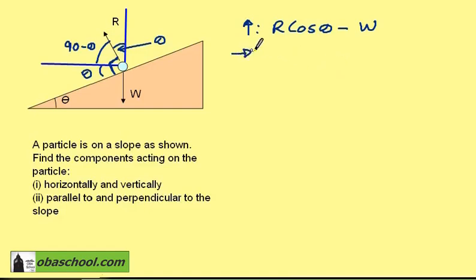If we now consider horizontally, the only force acting is the component of R in this direction, and that must be minus R sine theta. I've just used the minus here because I put my arrow to the right and the force is to the left.